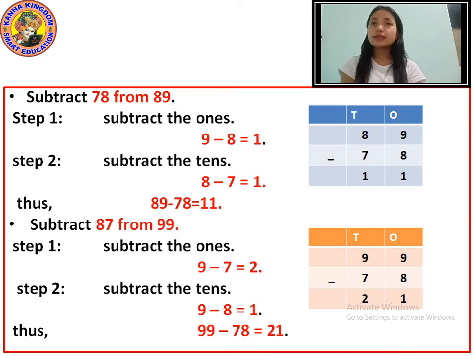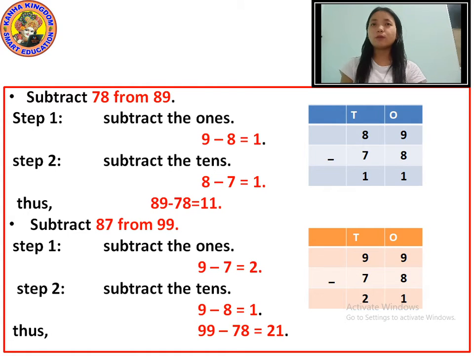So in the example of subtracting 78 from 89, in 89, 9 is a digit which is present in ones place, and in the second number, 8 is a digit which is in ones place, so we have to subtract the ones. While subtracting 8 from 9, we got 1 as a difference, so write 1 in the ones column.